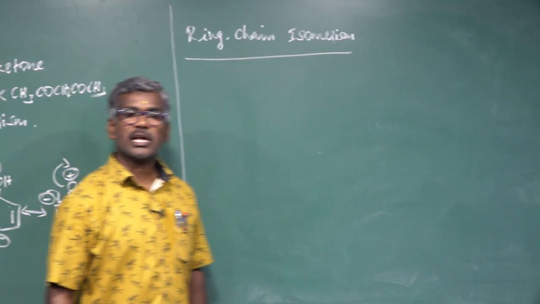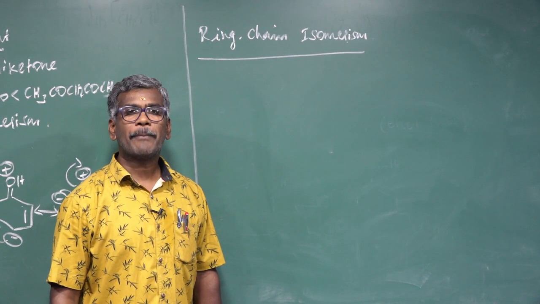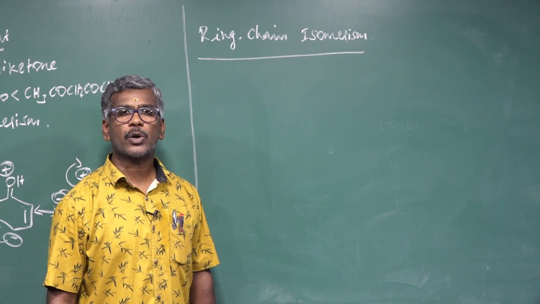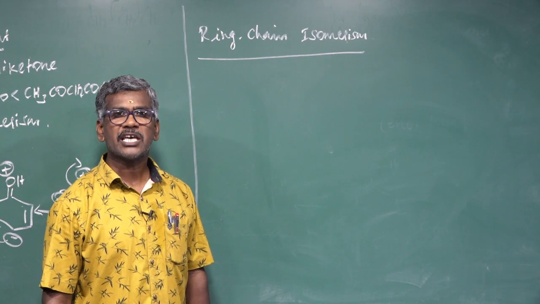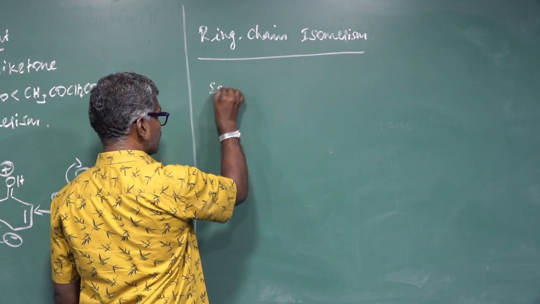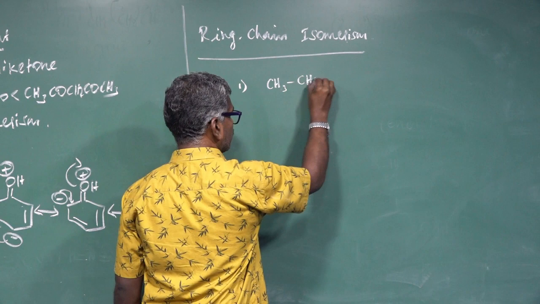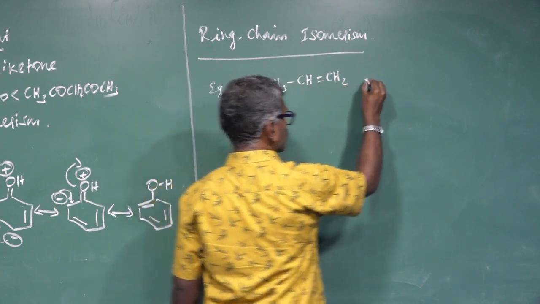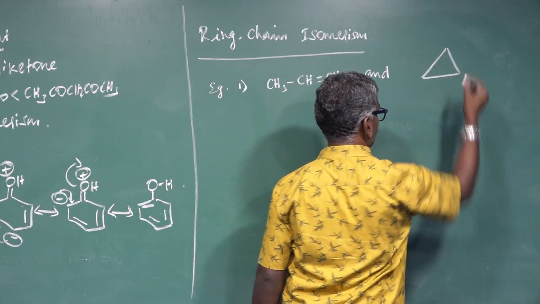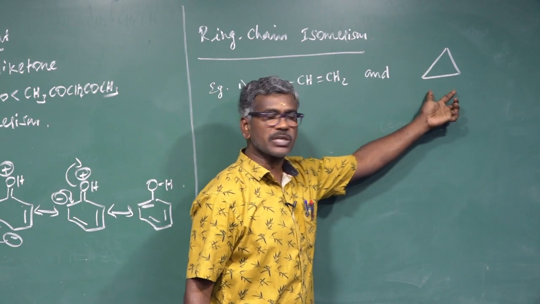What is the definition for ring chain isomerism? Compounds having the same molecular formula but possessing open chain and cyclic structures are known as ring chain isomers. The phenomenon is known as ring chain isomerism. For example, CH3, CH, double bond, CH2. This is an open structure, this one is a closed structure.